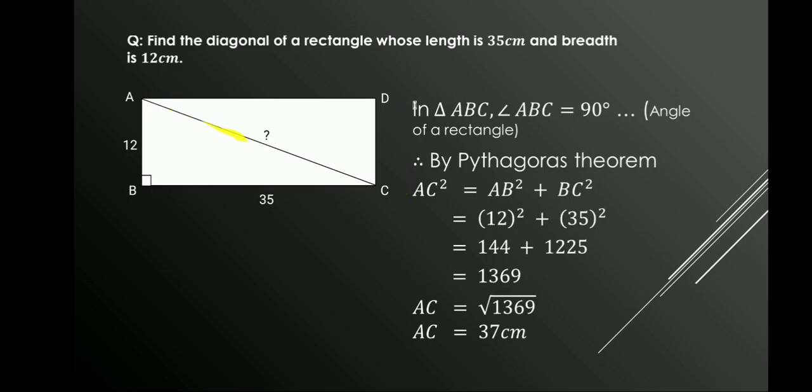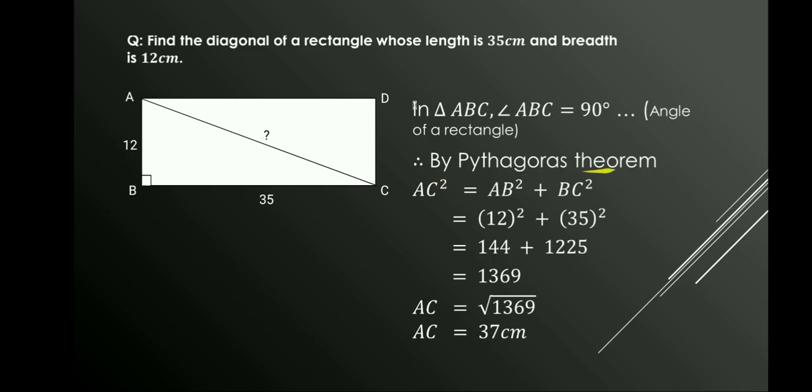Here we have to find the diagonal of the rectangle, that is AC, and the length of the rectangle is given as 35 centimeter and its breadth is given as 12 centimeter. So let's take a solution here. In triangle ABC, angle ABC equals 90 degree. How is angle ABC 90 degree? As you know, each angle of a rectangle is 90 degree. So angle ABC is also 90 degree.